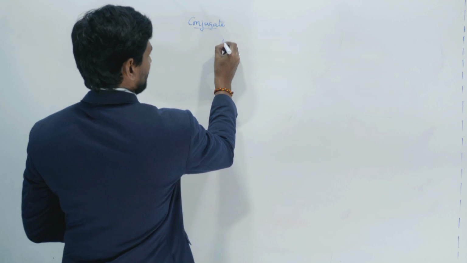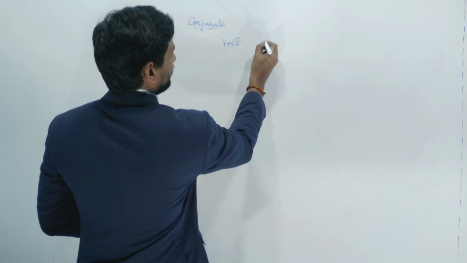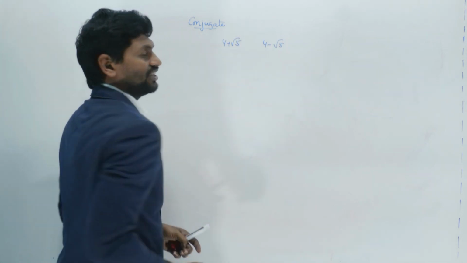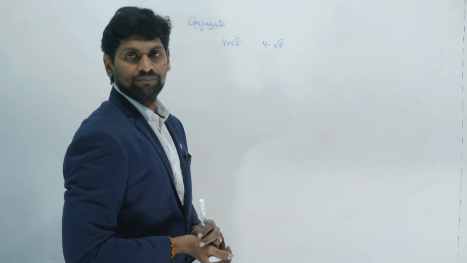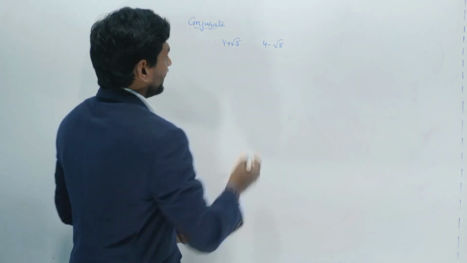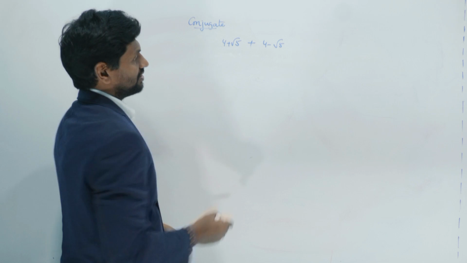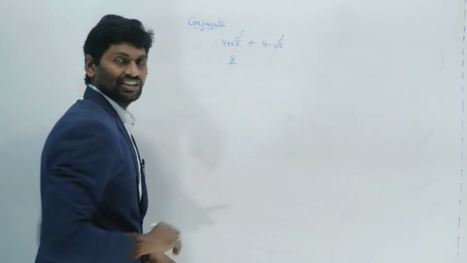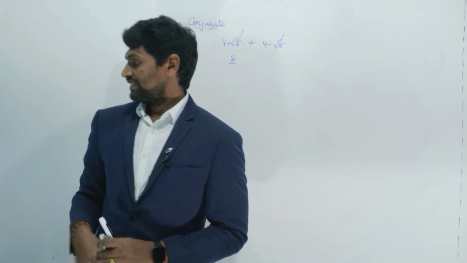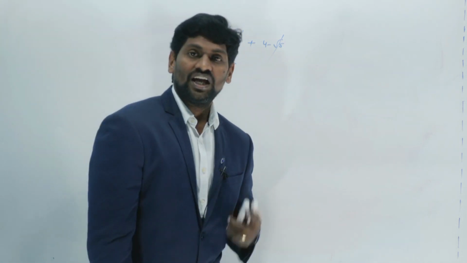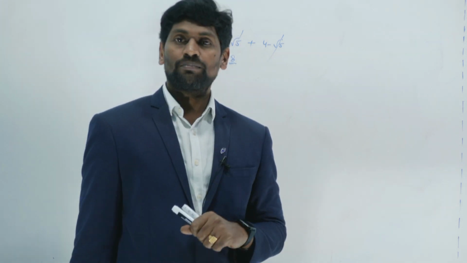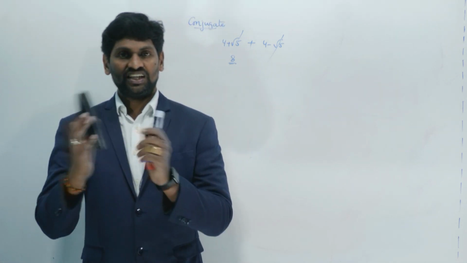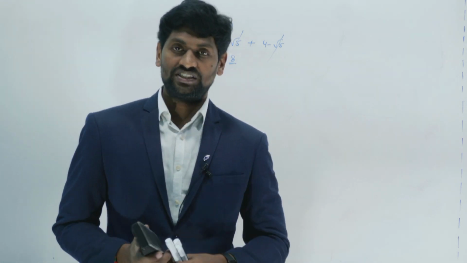Let us see. 4 plus root 5, 4 minus root 5. When you multiply both of them, you will get a rational number. Addition also will give a rational number: minus root 5 plus root 5 cancel, 4 plus 4, 8. 8 is a rational number. Okay? If the sum and product of two irrationals become rational, then we can say that both of them are conjugate to each other.